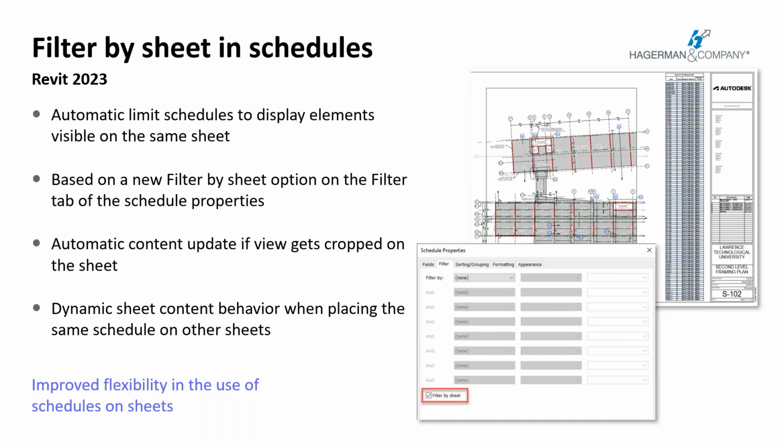The schedule is still live. This is the best part. If you crop the view on the sheet, the contents of the schedule will instantly update. So if I move the crop region and now a couple doors or windows aren't shown, they'll immediately drop off the schedule. Pretty cool.